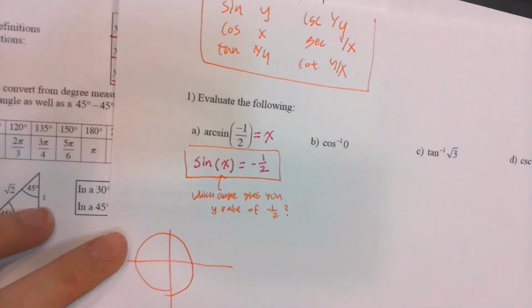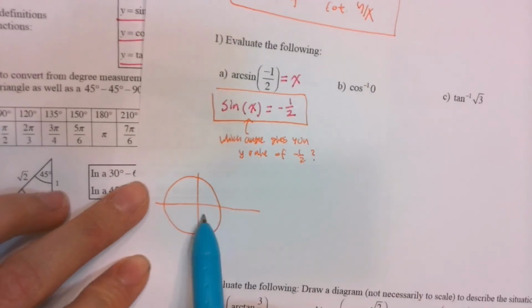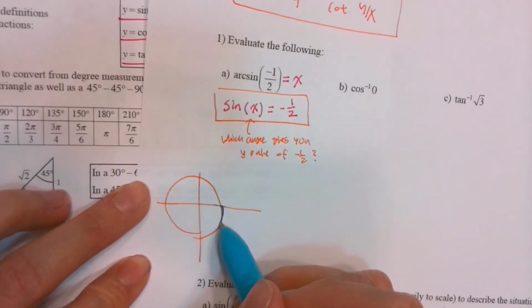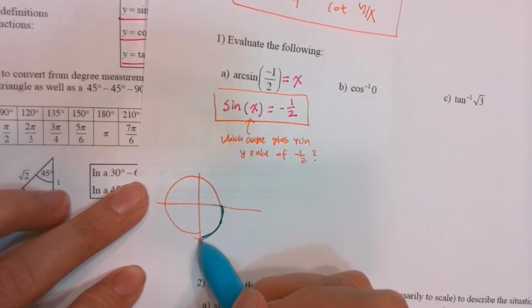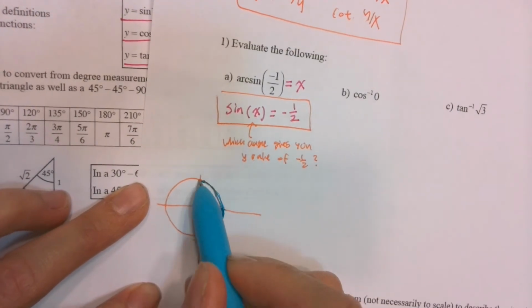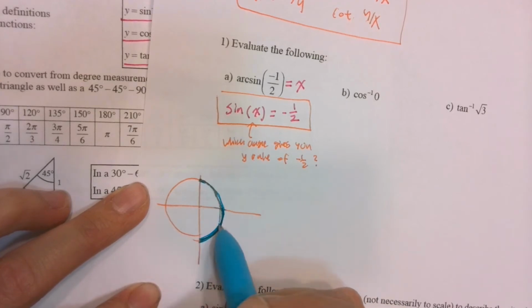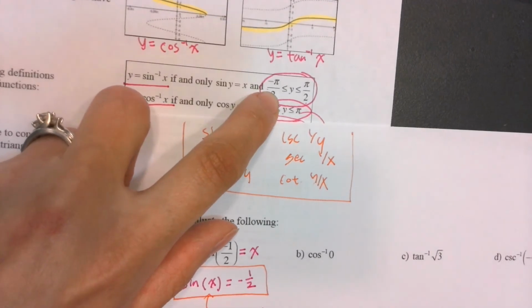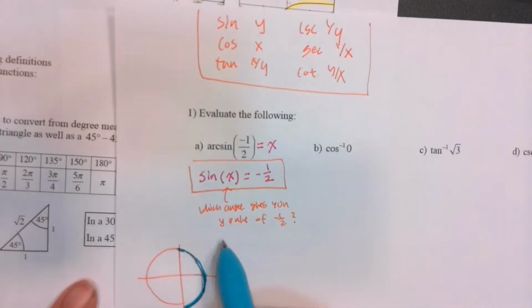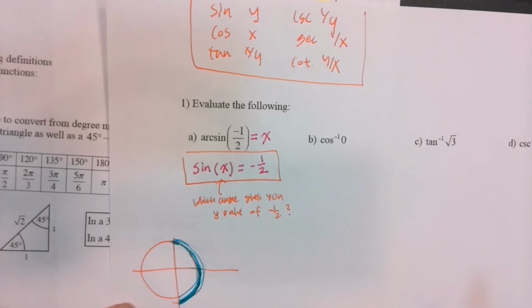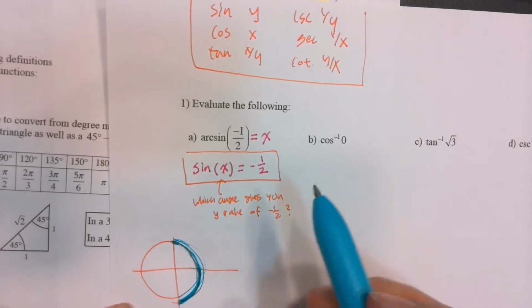where is -1/2 pi? Let's review. That's a 0. -1/2 pi is negative, which means you go clockwise. So that much is -1/2 pi, and that much is 1/2 pi. So we are looking at y values between -1/2 pi and 1/2 pi, the angle right there. So once again, which angle gives you the y value of -1/2?